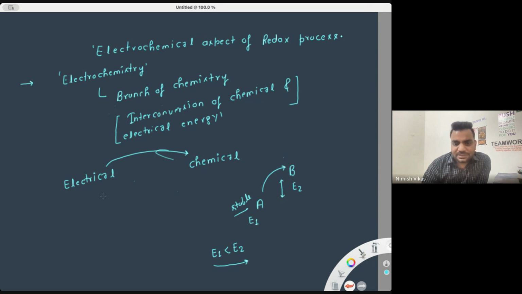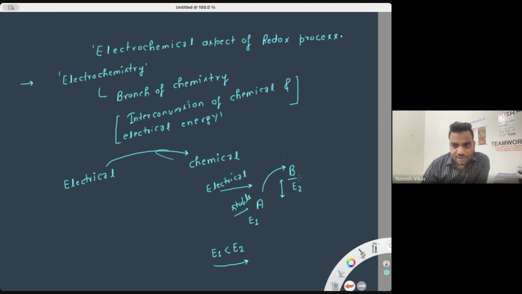So what happens? We supply the energy in the form of electrical energy. The gap is here between E1 and E2. A is at lower energy, B is at higher energy. A was stable, but we wanted A to convert to B. If we want that, we have to supply energy. And that energy we can supply in many forms. Sometimes we give heat. With heat also we can do the same process. And we can also supply electrical energy. Then A can convert to B.